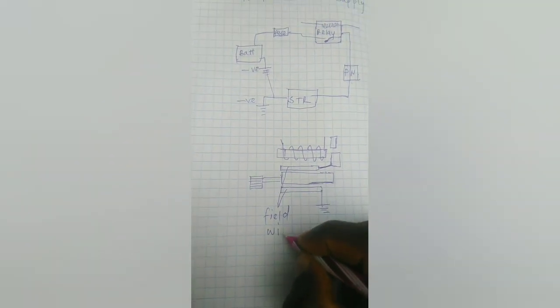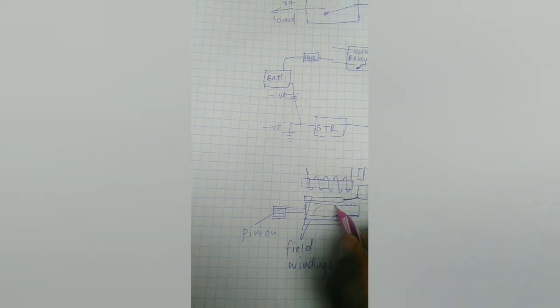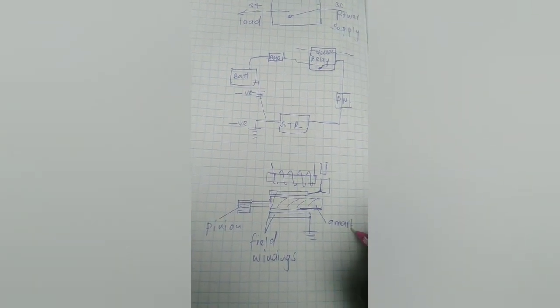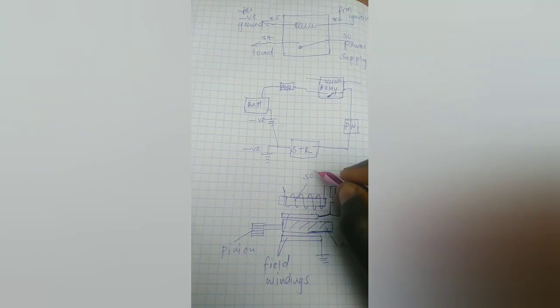So here we have our field windings. Here we have our pinion. Here we have our armature. Then here we have our solenoid.